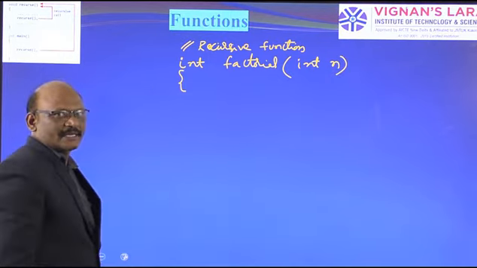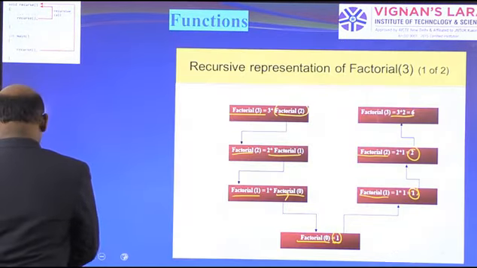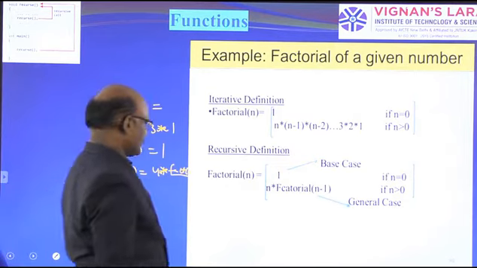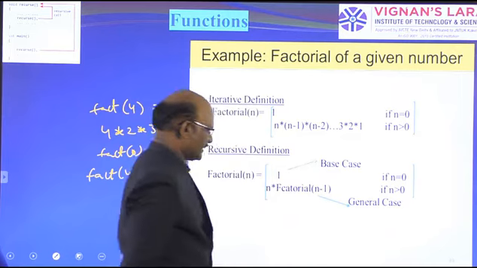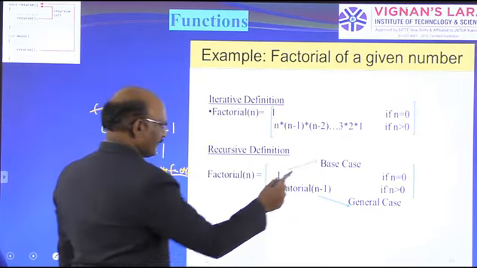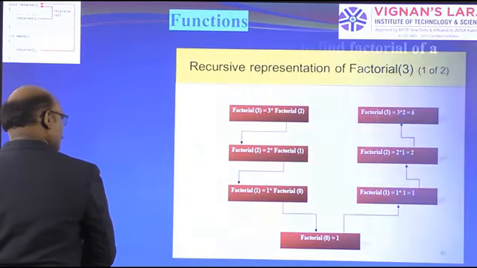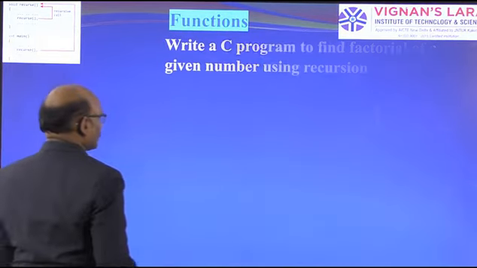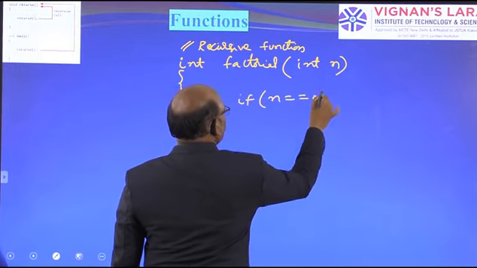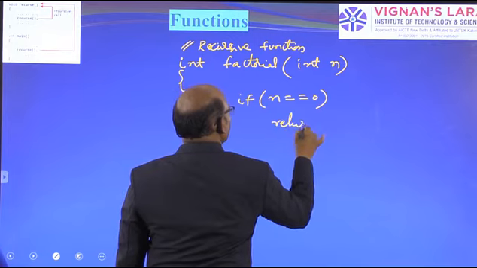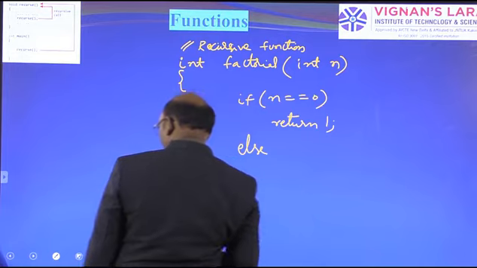So we have base case and general case. We have already seen base case and general case. Here factorial of n equal to 1 if n equal to 0, that is the base case. So first write, if n is equal to 0, return 1. Else, write the general case here.